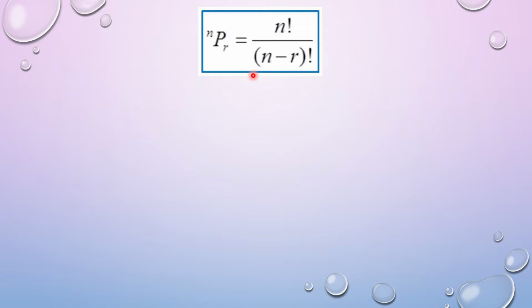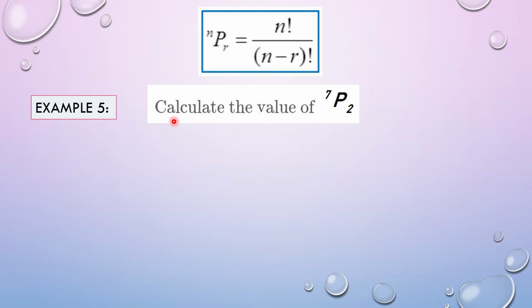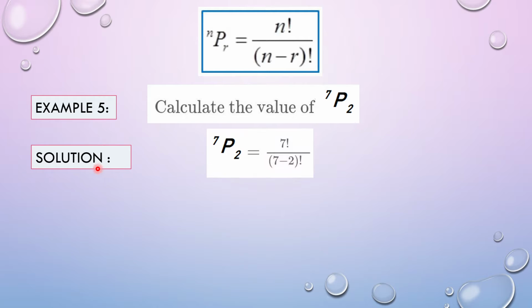Now, nPr. Even though you can use a calculator, you still need to know this formula. So nPr equals n factorial over (n minus r) factorial. For example, let's say now you're asked to calculate the value of 7P2. So 7P2 can be written as 7 factorial over (7 minus 2) factorial.